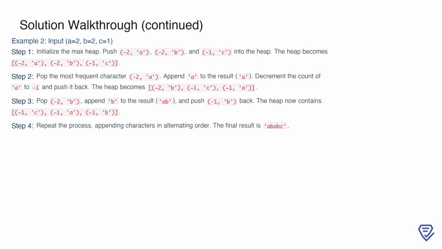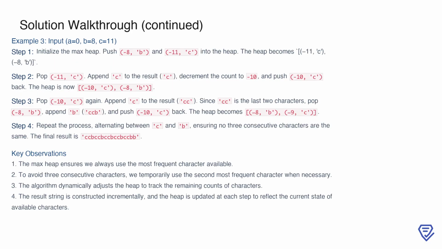Following this strategy, the final result string is BAPC. This example demonstrates how the algorithm ensures a balanced use of all characters while dynamically adjusting the heap to maintain valid choices. For the input a equals 0, b equals 8, c equals 11, we begin by initializing the max heap with (-8, b) and (-11, c), as a has a count of 0 and does not need to be included. The heap starts as (-11, c), (-8, b).